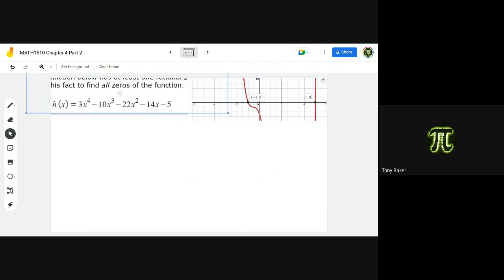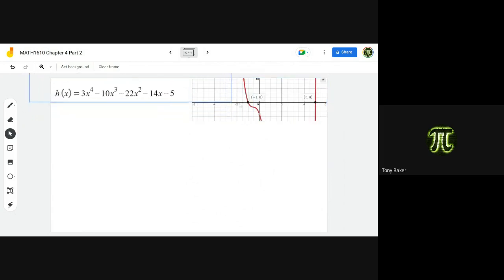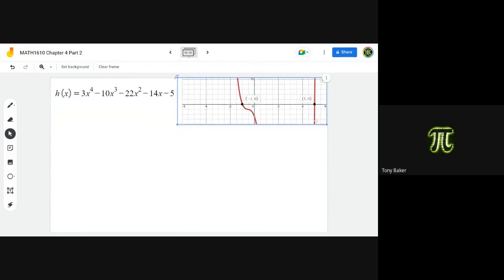On any topic where the problem says use the graphing calculator, you can use Desmos. We're going to do a few of those in a few minutes.